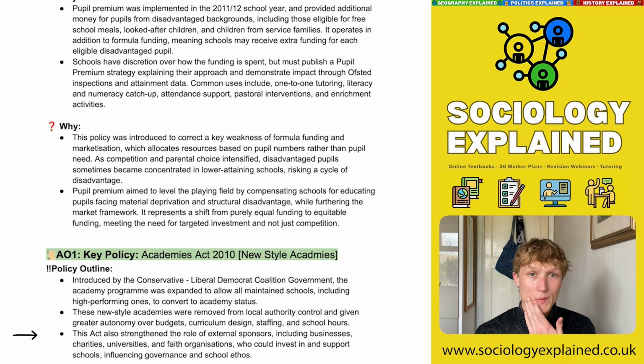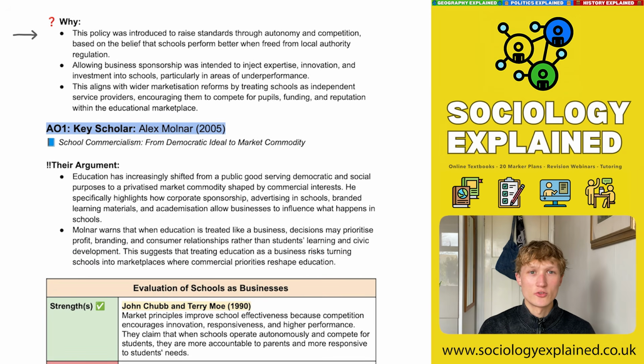And a lot of these academies would rely on local businesses for sponsorships. Also charities, universities and faith organisations could invest. So once again, reducing the control of local authorities or the government, and giving more power to business and schools themselves. So once again, this was introduced with the belief that once schools were free from regulation of local authorities, they would do better. And business sponsorship, it was thought, could bring in some expertise to schools and drive innovation.